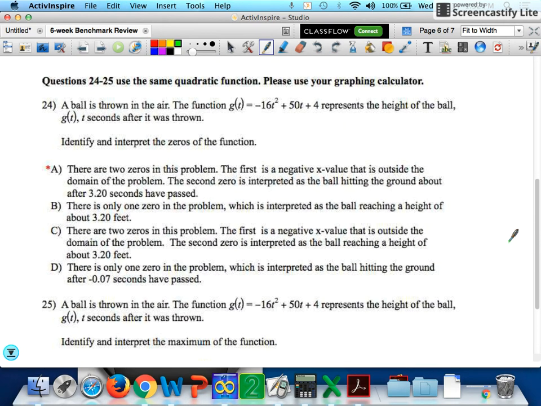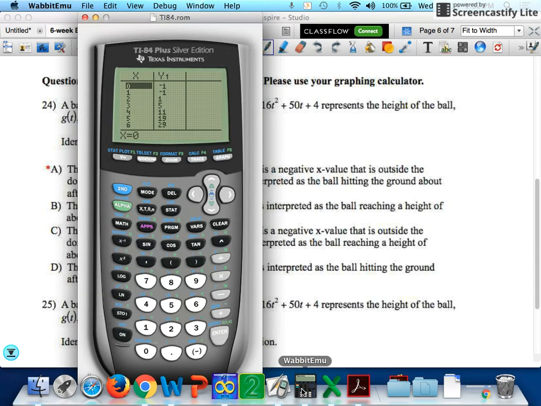24 and 25 are difficult. These are the vertical motion problems, okay? So when you get one of these, if I was you, I'd first start off by playing around with my graph until I got it to look the way I wanted it to. 16x squared plus 50x plus 4.